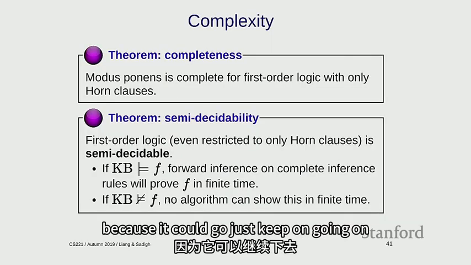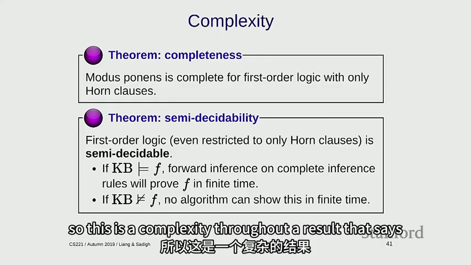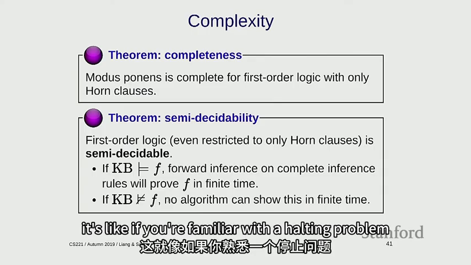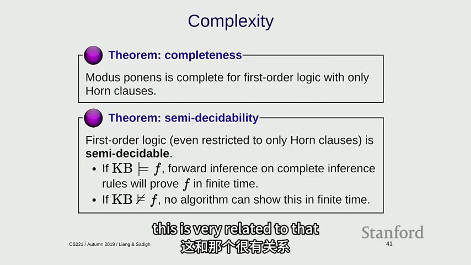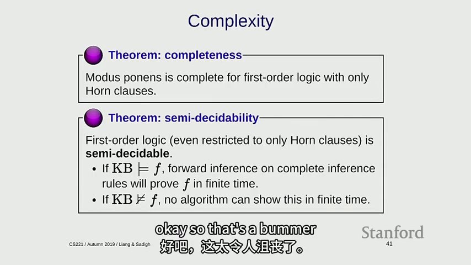But if it's not entailed, we don't know. We don't know when to stop because it could just keep on going. And actually no algorithm can show this in finite time. So this is a complexity theoretic result that says it's not just exponential time, but actually there's no algorithm. If you're familiar with the halting problem, this is very related to that. Okay, so that's a bummer.